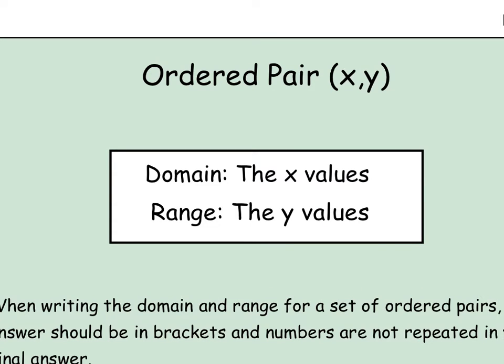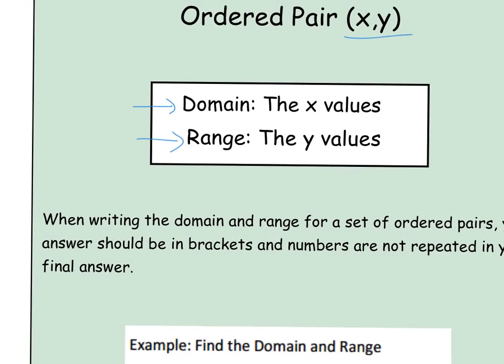So an ordered pair, this is old news, this is (x, y). That's an ordered pair, where your domain are your x values and your range are your y values. An ordered pair is used to find a place on a coordinate plane using left and right and up and down movements.